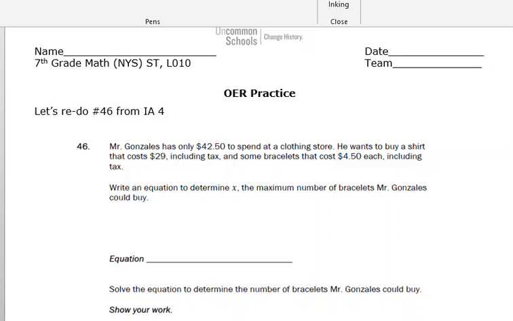Hey guys, we're going to take a look at the open-ended response practice for today. The first one is redoing number 46 from IA4, which some of you may remember, but most likely you don't remember this problem.